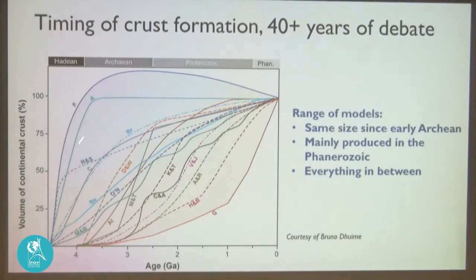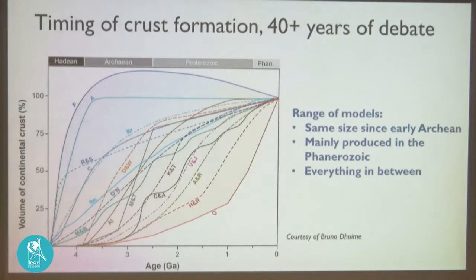We have the Armstrong model here, where basically everything was created within the first few hundred million years, and then the volume of continental crust didn't change, and remained what we know now. And the other extreme is this model here, where most of the crust was created extremely recently, less than 1 billion years ago. So there is a big range. And so there are all sorts of arguments to discuss whether such a model is better or that model is better.